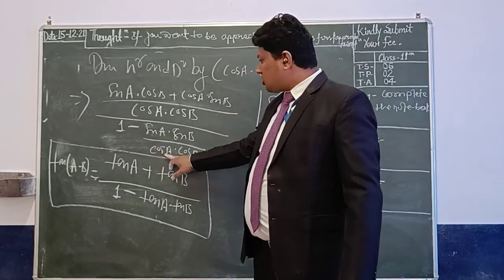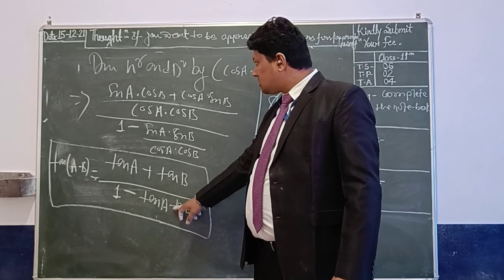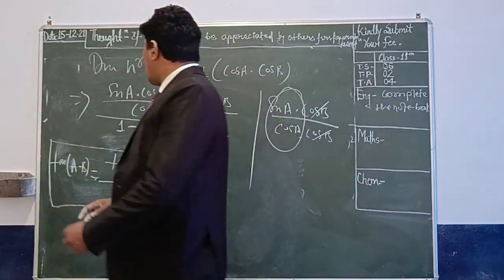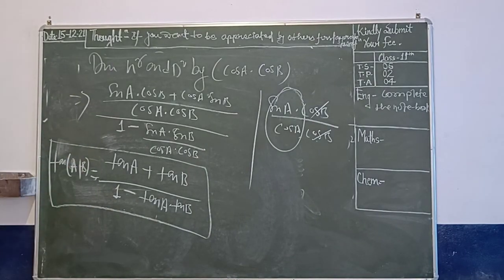Tan A plus sin A upon cos A. And this one, tan A plus B. Yeah. Tan A plus B is equal to tan A plus tan B over 1 minus tan A into tan B.